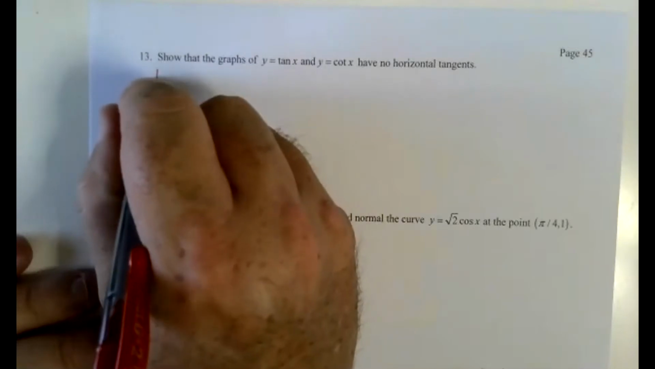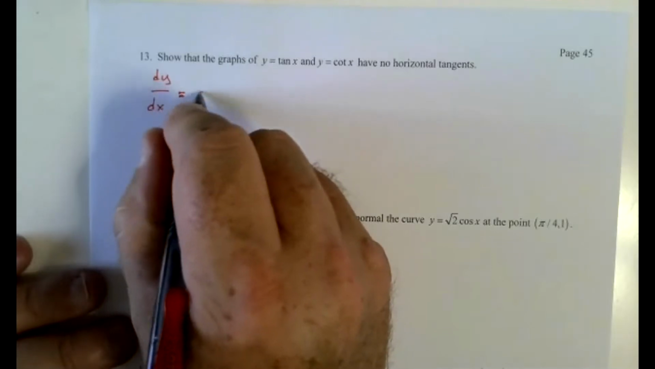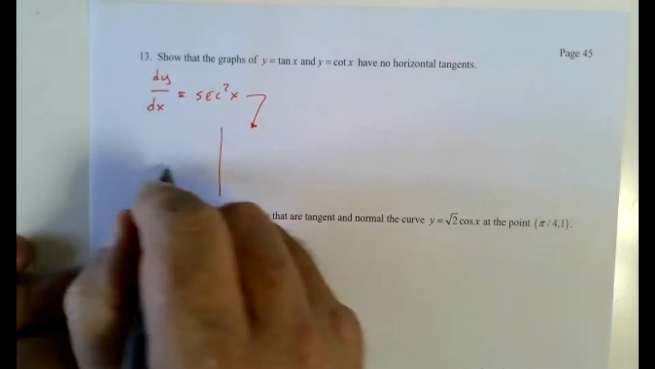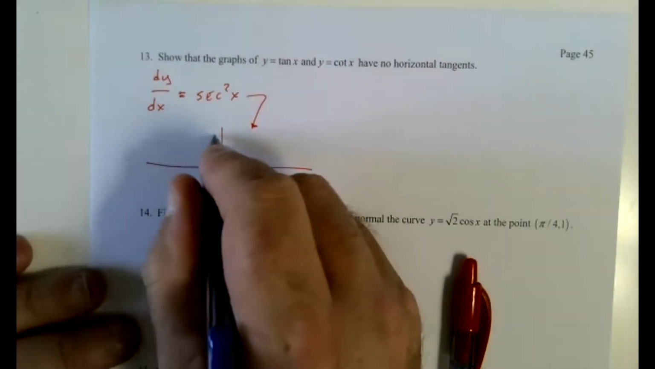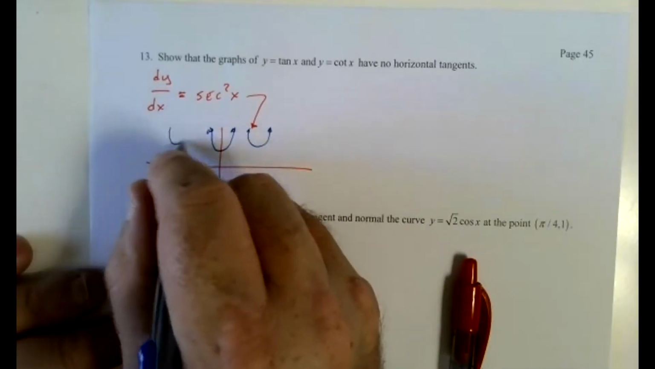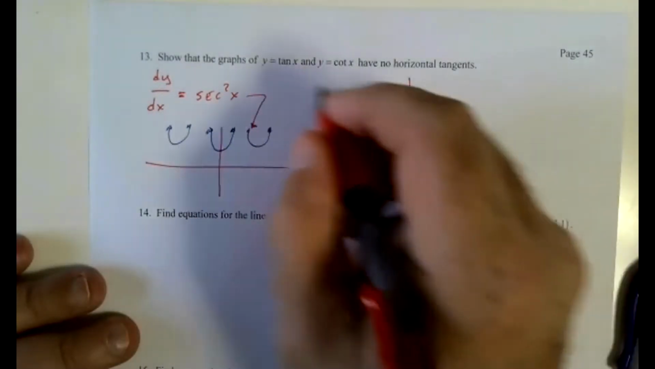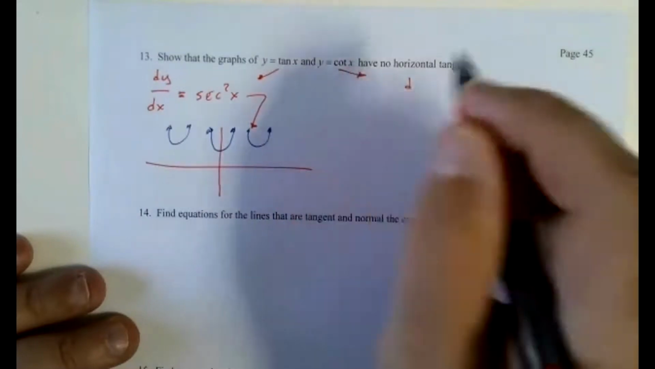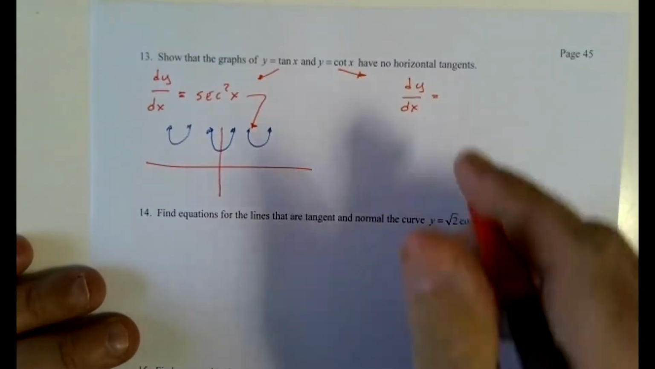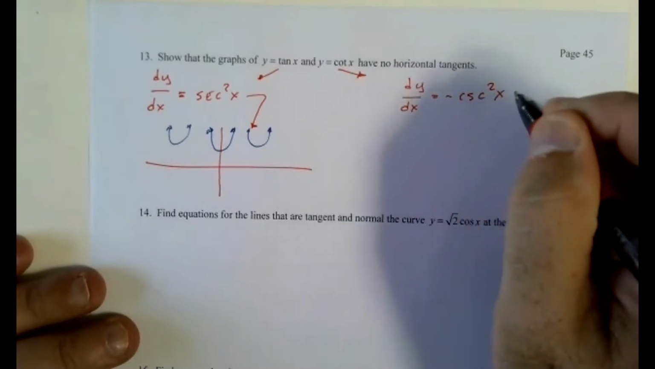So dy/dx equals secant squared x, which looks like... I'll come back to you. dy/dx equals negative cosecant squared x.